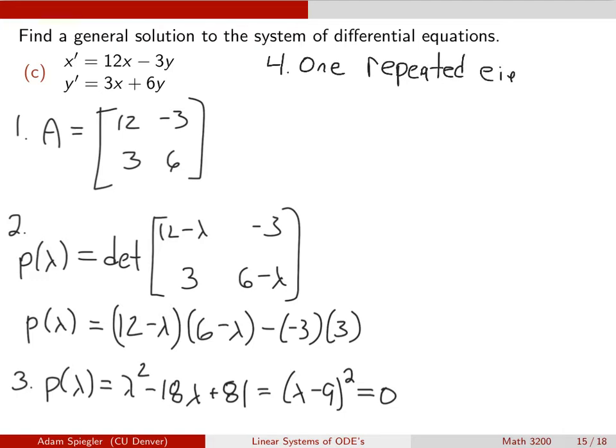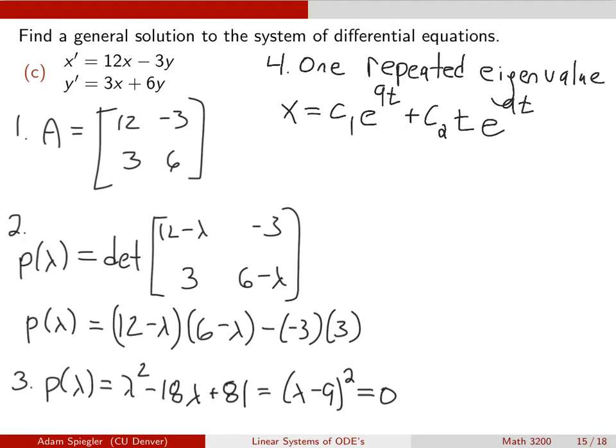So we're going to do the same thing in this case as we did when we had second order differential equations with repeated roots. We're going to say we have C1 e to the 9t plus C2 t times e to the 9t. So our eigenvalue 9 was repeated. And y is going to have a similar form, some constant e to the 9t plus some other constant times t e to the 9t.